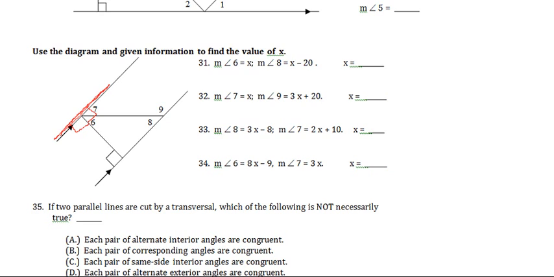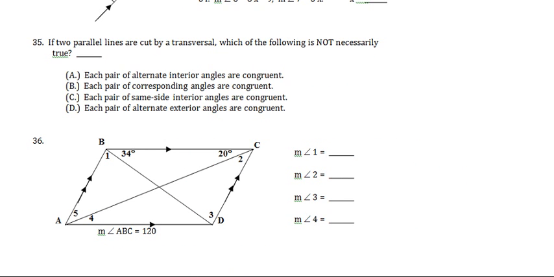90 plus 90 is 180, which means that 6 and 7 that you have right here on 34 add 8x minus 9, and when I add it with this 3x, it has to equal 90 degrees, because if one side is 90, these other two need to add up to 90. So I'm going to get 11x equals 99, which means that x equals 9 that you have right there.